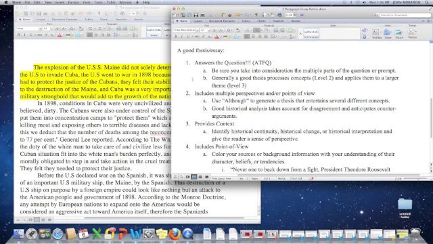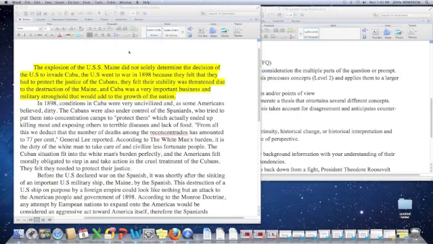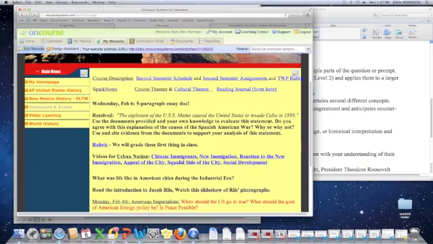The thesis. Let's take a look specifically at, do we answer the question? Okay? Remember, the question asked us, let me pull up my question, here it was: do you agree with the explanation of the causes? Why or why not? And the explanation was: the explosion of the Maine caused the U.S. to invade Cuba in 1898.